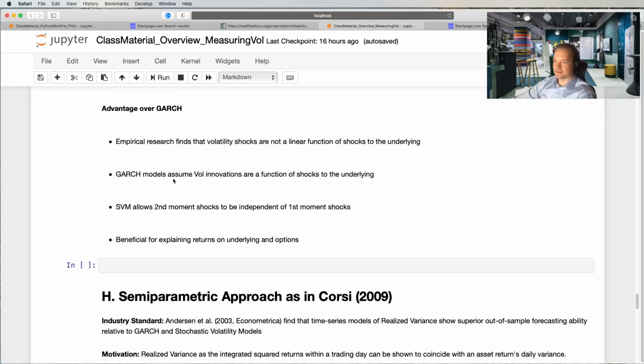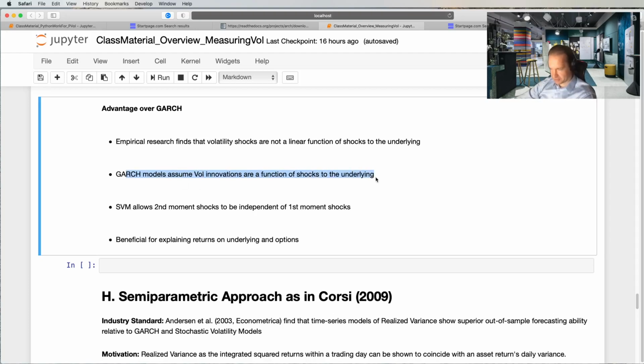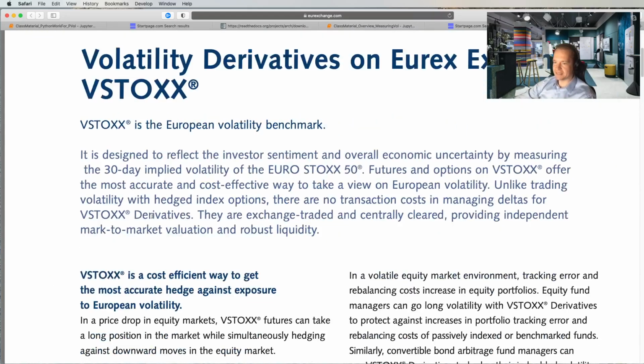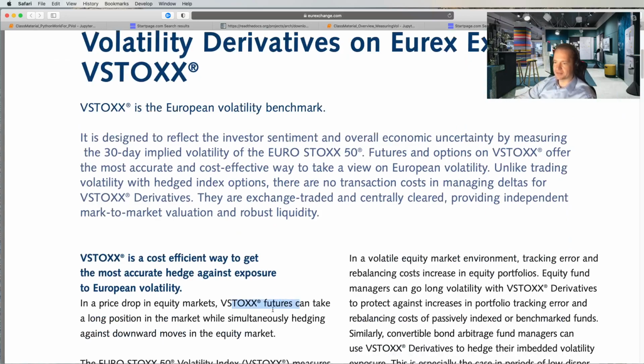Okay, great. So empirical research finds vol shocks are not a linear function of shocks to the underlying. GARCH model assumes vol innovations are functions of the underlying shocks. SVM allows the second moment shocks to be independent of the first moment shocks. It's beneficial for explaining returns on the options and on the underlying. And that's what you want. If you want a trading strategy, like you see how Eurex talks about, you take an index position, you also take a futures position, and then the options position. You really want to understand equity, futures, and options at the same time.